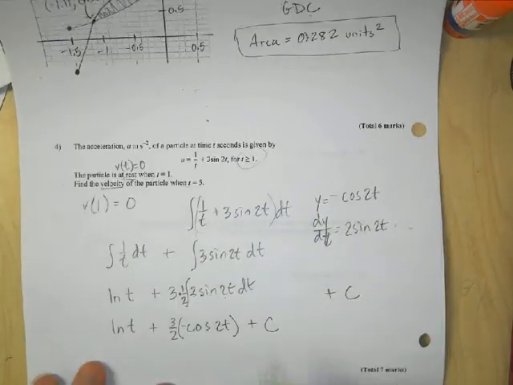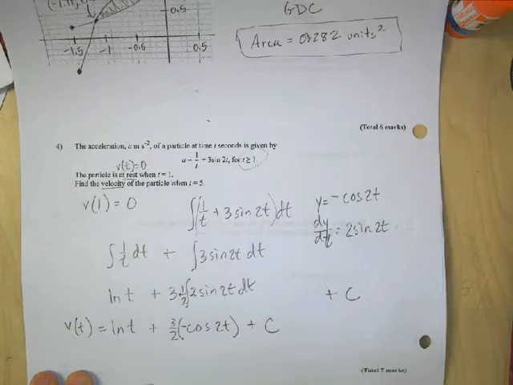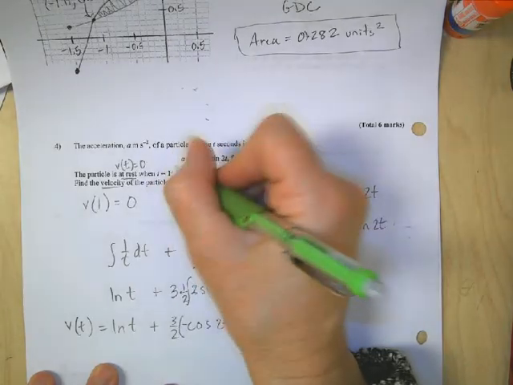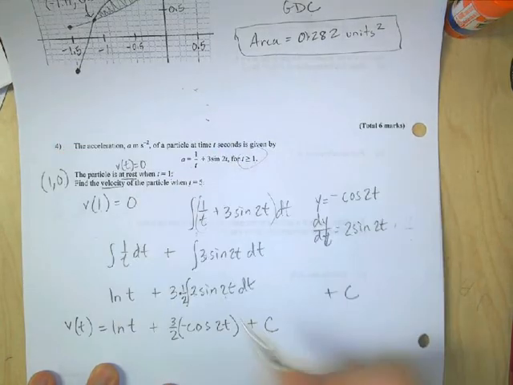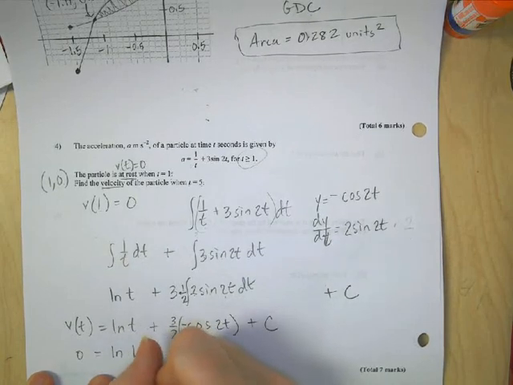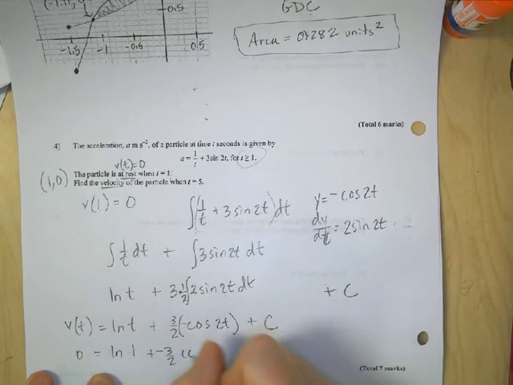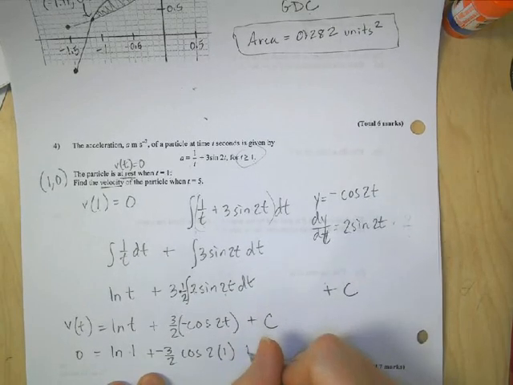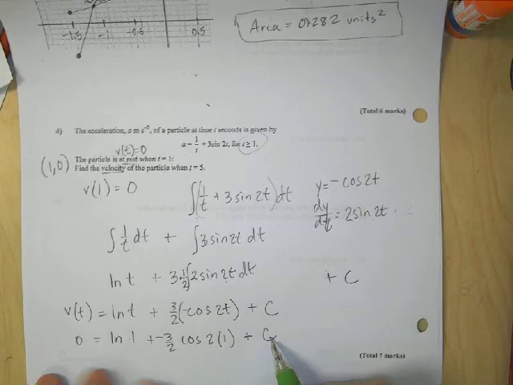Now I need to figure out what c is, because here's my velocity function. Here's my velocity function, but now I need to solve for c. So that's where this information comes in. I have a point on the graph: when t is equal to 1, the velocity is equal to 0. So I know that the velocity is 0 when t is equal to 1. And now I'll be able to solve for c. I'm going to move my negative sign out here: cosine 2 times 1 plus c. This is where I needed the calculator in order to solve for c.